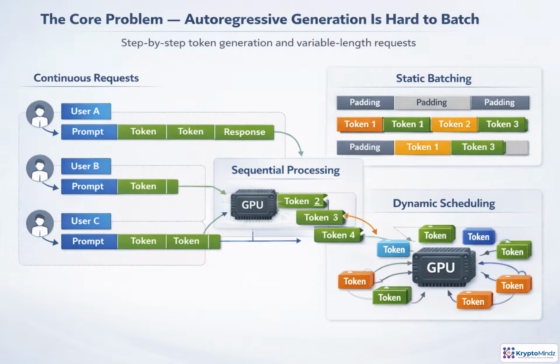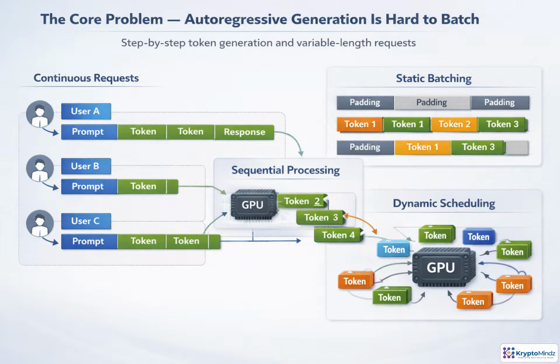LLM serving behaves differently from ordinary batch prediction. Requests arrive whenever users show up, and each one may have a different prompt length and stopping point. Generation is also autoregressive. Token 2 cannot be produced until token 1 exists, and each next token depends on the history so far. With fixed batches, some requests wait, and shorter sequences waste compute through padding.